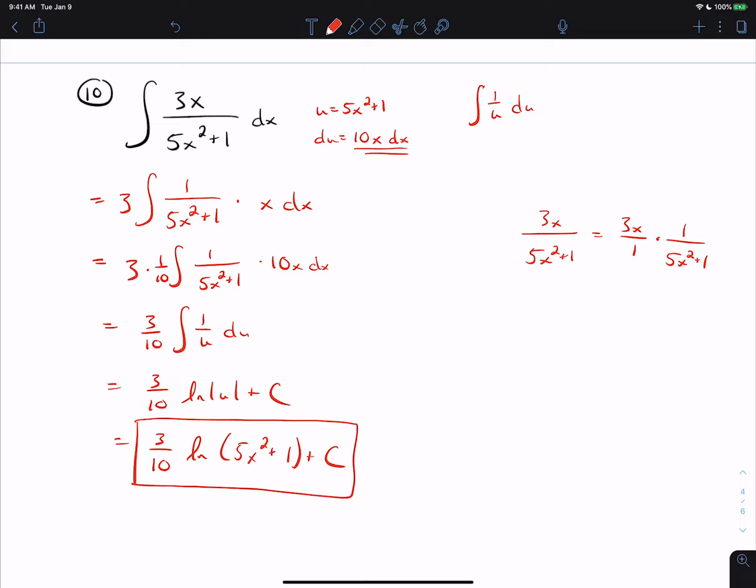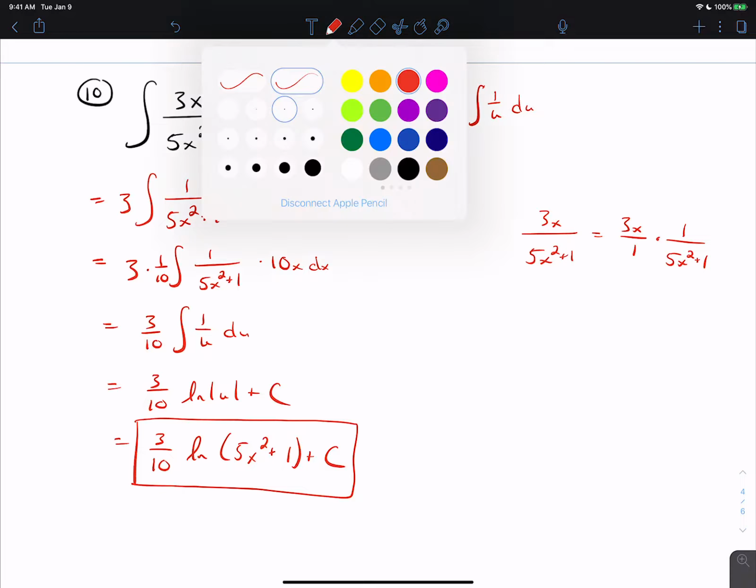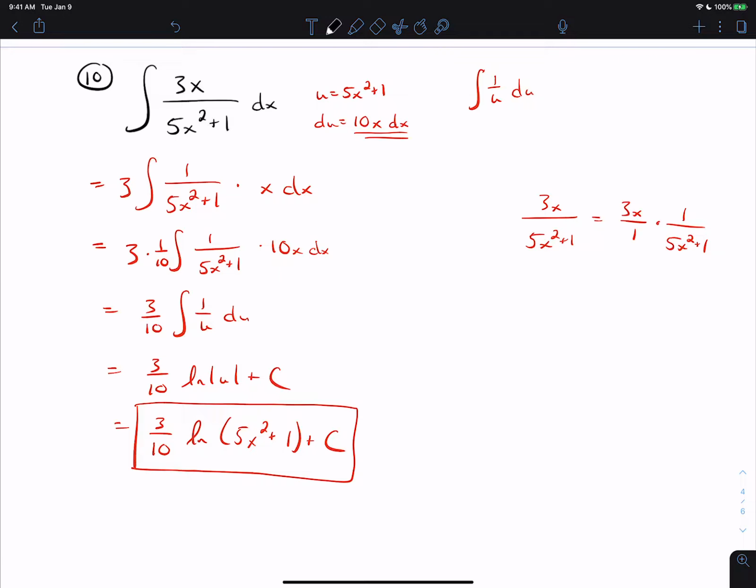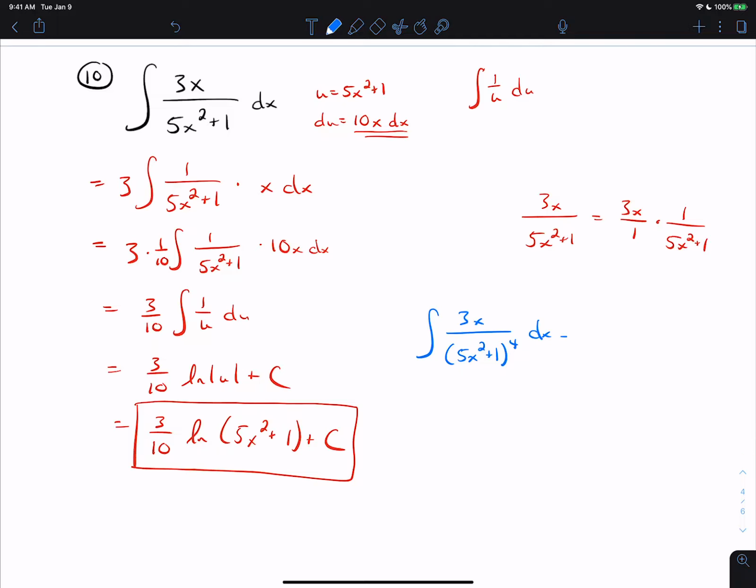Okay, so there are several problems where if we were to do something like this, we would want to rewrite the problem first. So here, that matched 1 over u du. Let's say we had a similar problem where we had 3x over 5x squared plus 1 to the 4th instead. Then it would end up being 1 over u to the 4th. But rather than that, what we would want to do is have a negative 4th power. So the way you would want to work that problem out is to rewrite it with a negative 4 power. And now it's like the first few problems we did on this video.